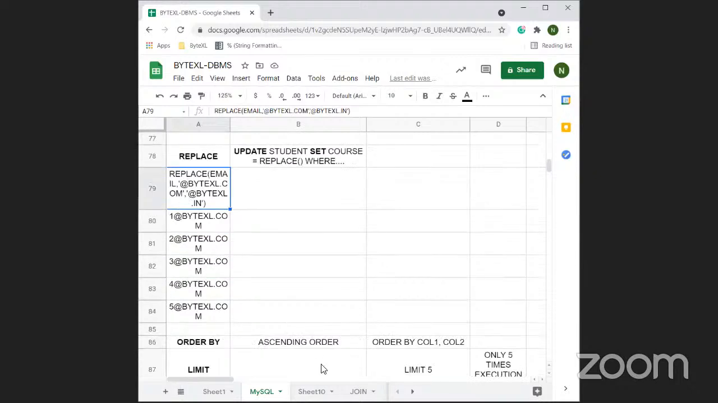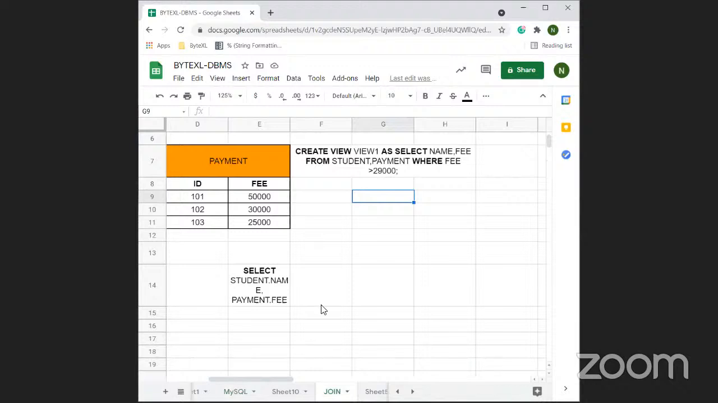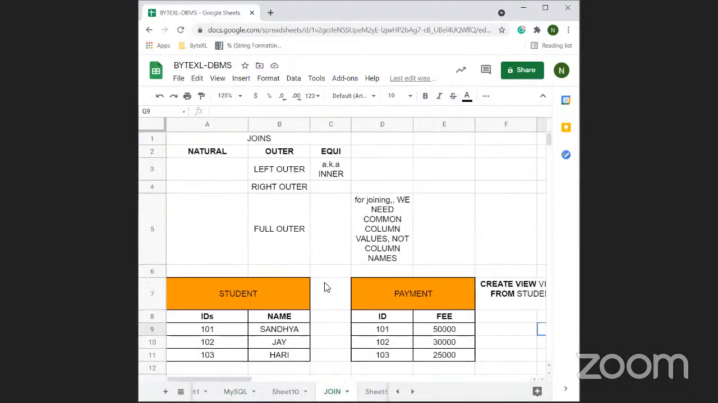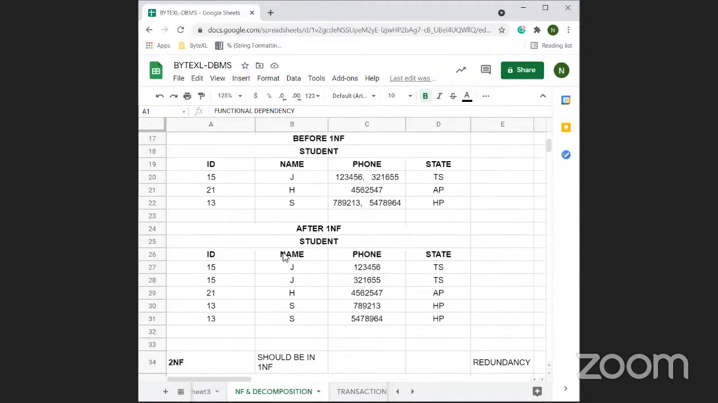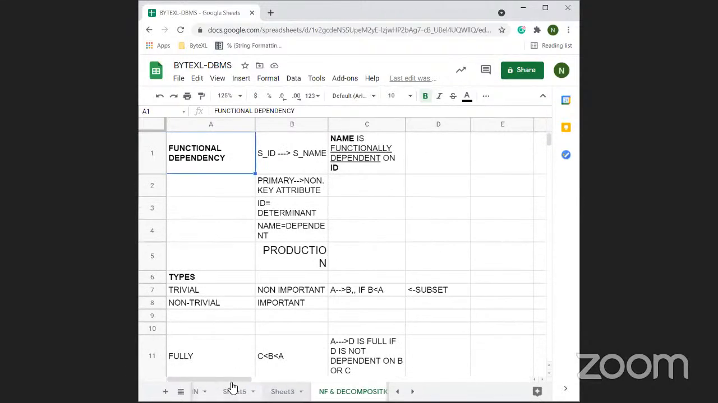Now, all of these are one thing. These are the basic concepts that are required. Then two important concepts, join and normalization. These two are some of the most important concepts. One is a theory concept of DBMS, one is a coding concept of SQL.